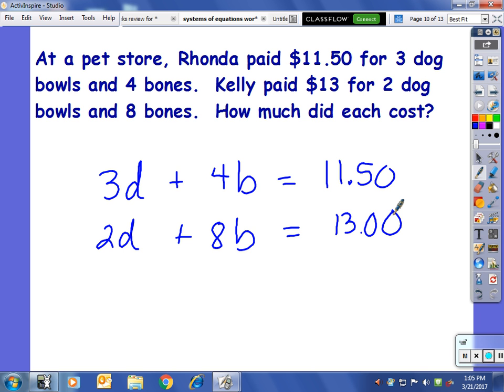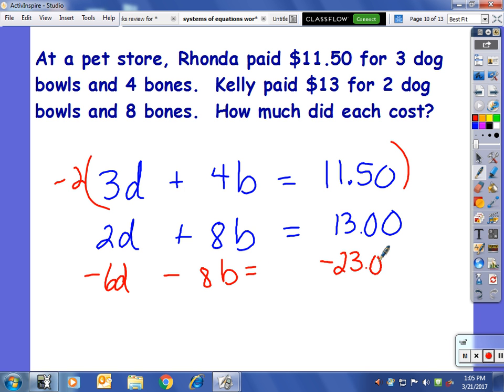Multiply the top by -2. What would that accomplish for us? It would cancel out the bones. I would multiply the top by -2. That's going to give us -6D minus 8B equals -23. And then the bones would cancel.